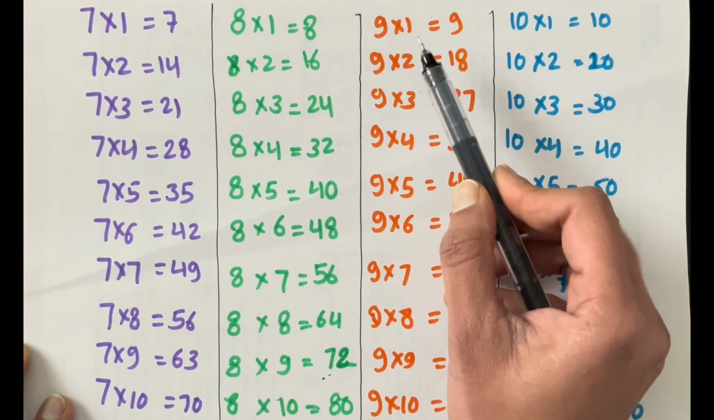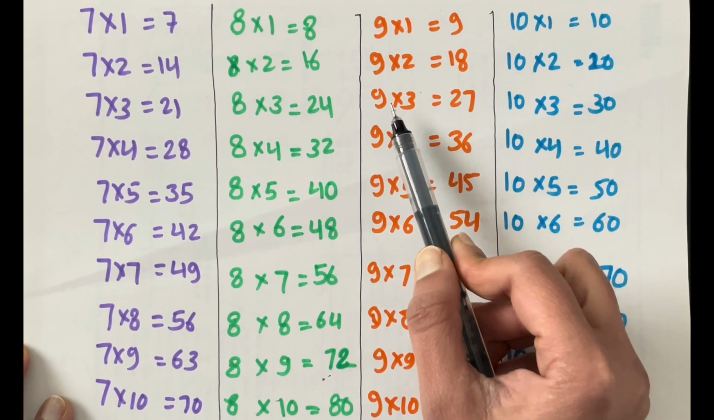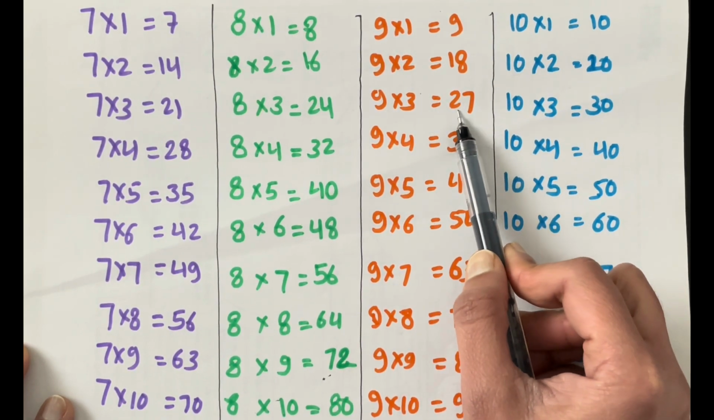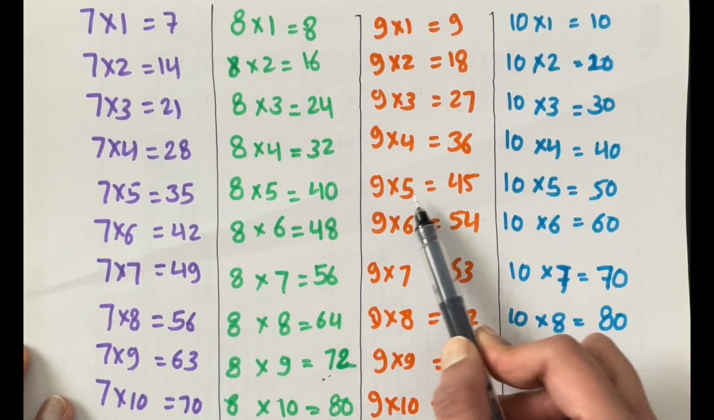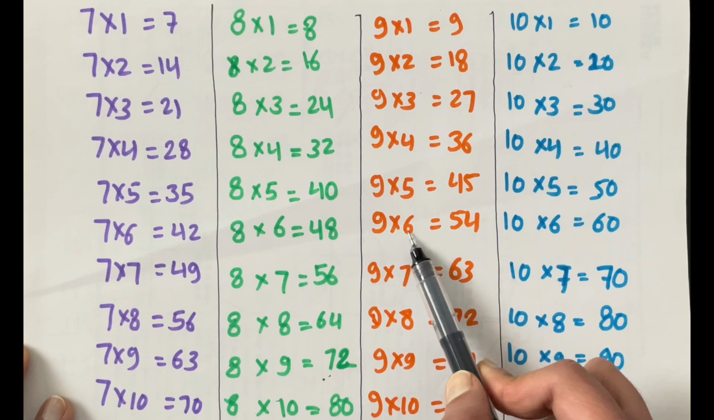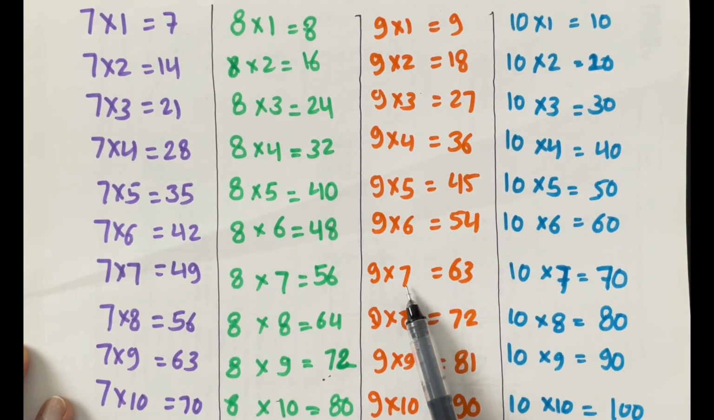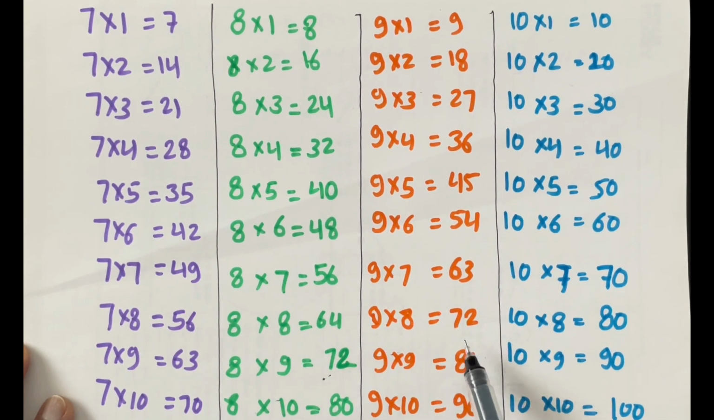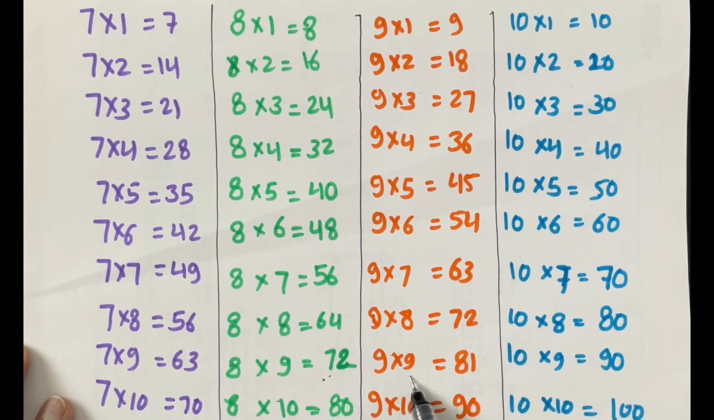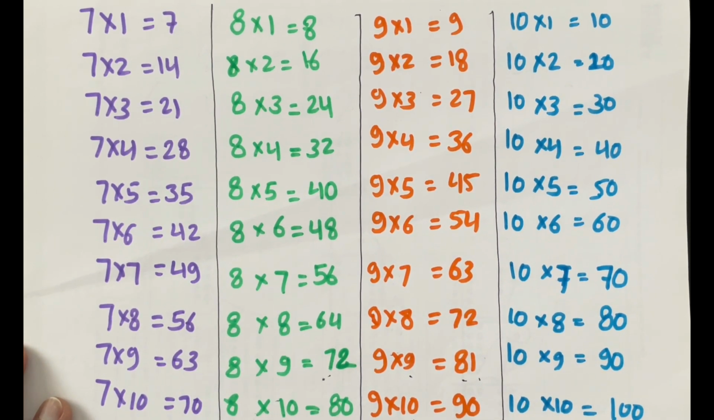Table of 9. 9 times 1 is 9, 9 times 2 is 18, 9 times 3 is 27, 9 times 4 is 36, 9 times 5 is 45, 9 times 6 is 54, 9 times 7 is 63, 9 times 8 is 72, 9 times 9 is 81 and 9 times 10 is 90.